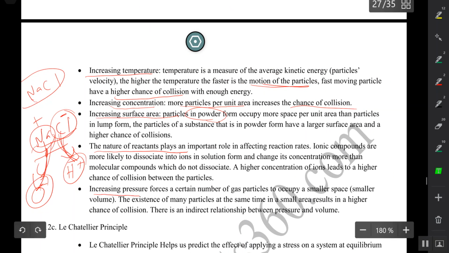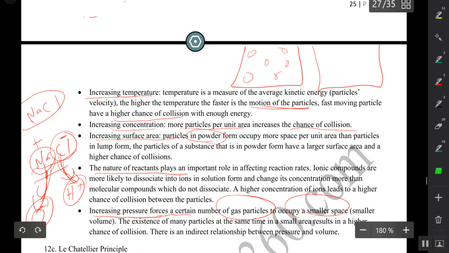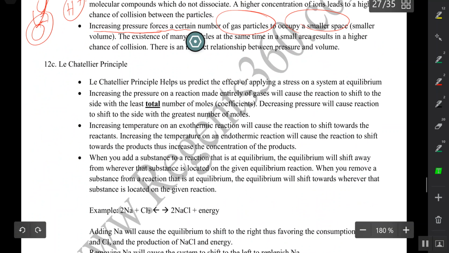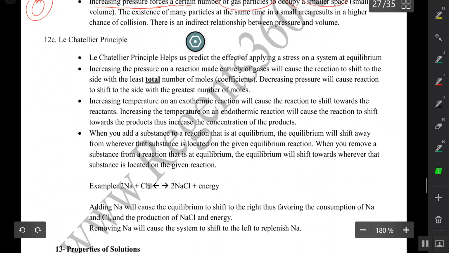Moving on to pressure. So pressure is going to force gas particles to occupy a smaller volume. Think of gas particles all over the place in this container. And now you are going to press these gas particles using a piston to make them occupy only this space. So now, of course, there's less space for them, so they're more likely going to collide and make a reaction happen faster.